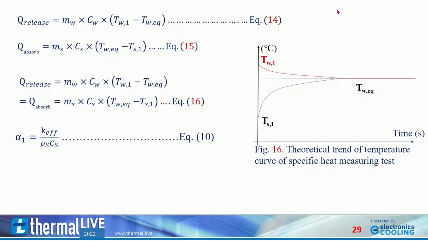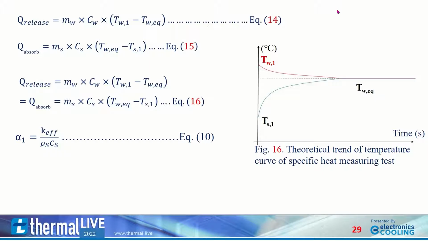At the beginning of the experiment, the sample with the known initial temperature and mass is put into the container. When the heat balance is reached, the temperature of the system, including the sample to be tested and the water, should be all the same. The theoretical temperature trend is shown in figure 16. The heat released by water is shown in equation 14. The heat that can be absorbed by the sample to be tested can be expressed by equation 15.